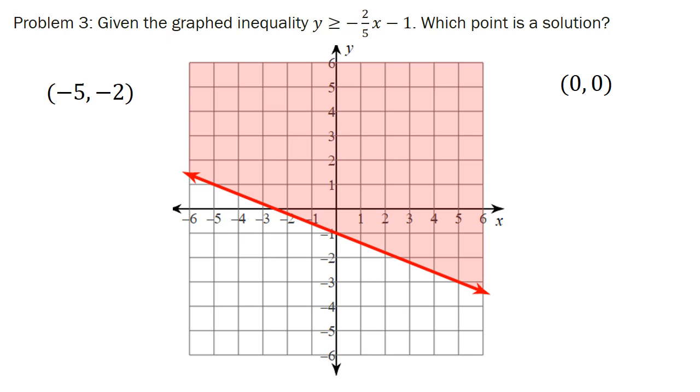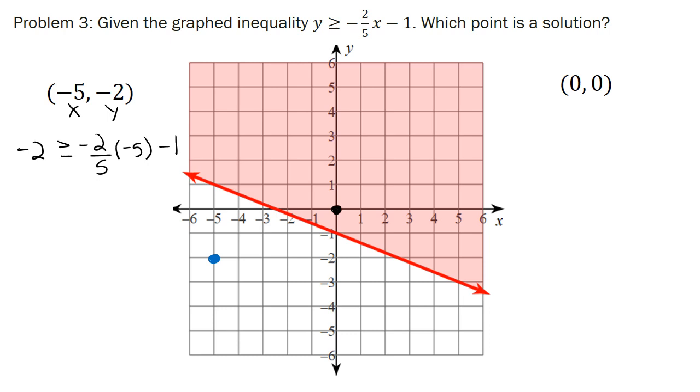And I've chosen 2 points. I've chosen the point (-5, -2), this one right here, and I've chosen the point (0, 0). I need to figure out which one is actually a solution to this inequality. So if I take the point (-5, -2) and I plug it in, I have negative 2 for the y, negative 2 over 5, my x is negative 5, and I'm going to do the math.